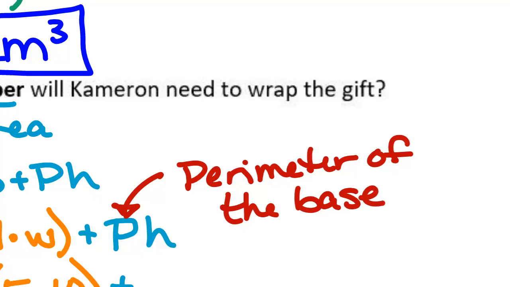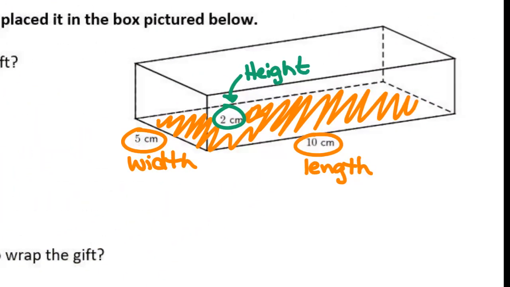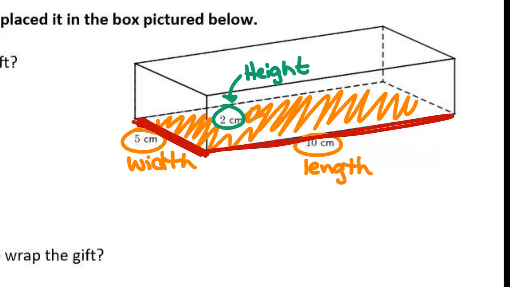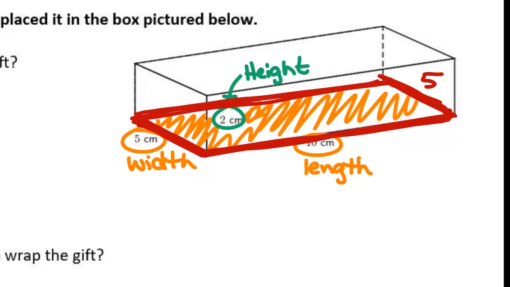So let's come over here and look at this base. I shaded in orange what we were calling the base here. I need to find the perimeter of that. So one side is 5, one side is 10. How big is this side over here? 5. And this side here is 10. So the perimeter is 5 plus 10 plus another 5 plus 10.